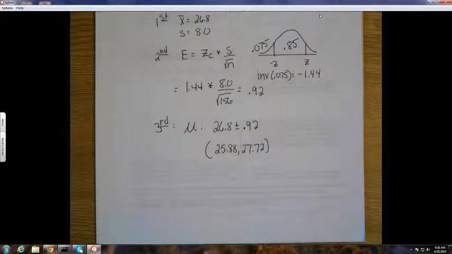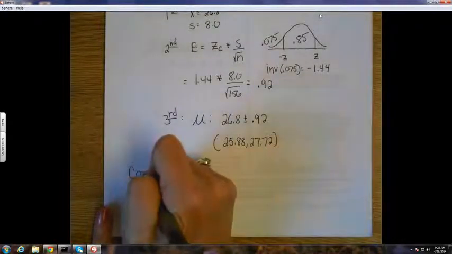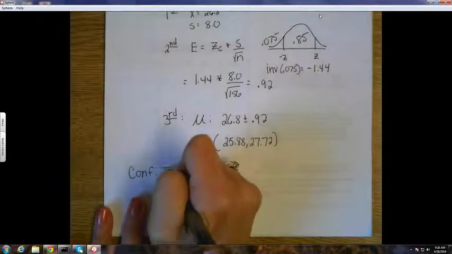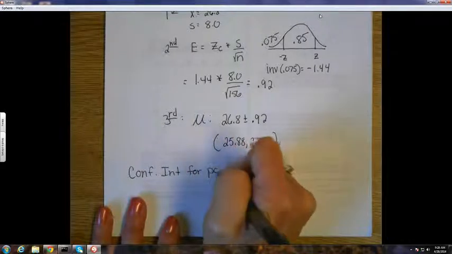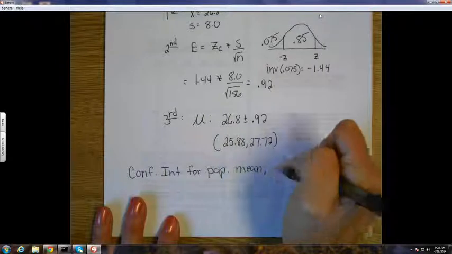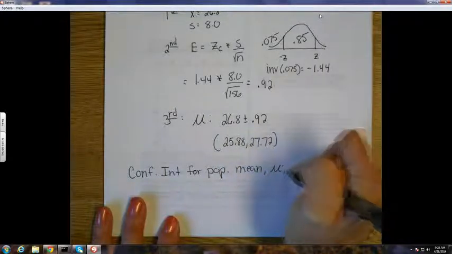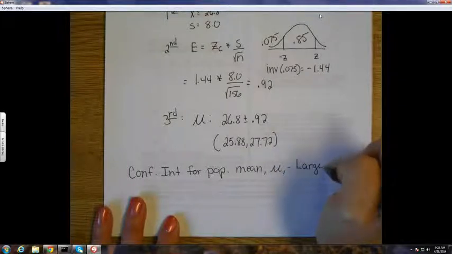Okay, that is not a difficult process to go through, but your life gets easier with programs. So we're going to repeat this problem with a program, and I'll tell you how the program runs. So, confidence interval for population mean where we have large samples. Tomorrow we're going to be doing population mean with small samples.